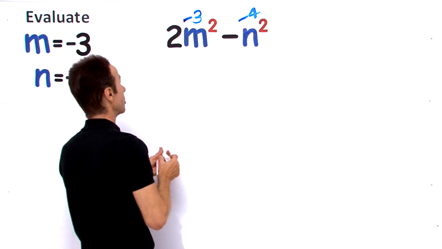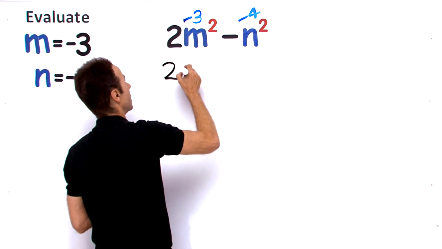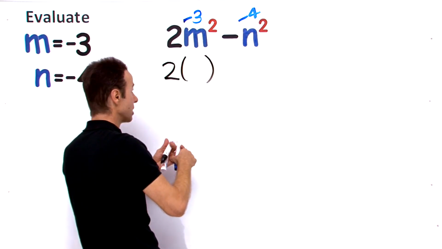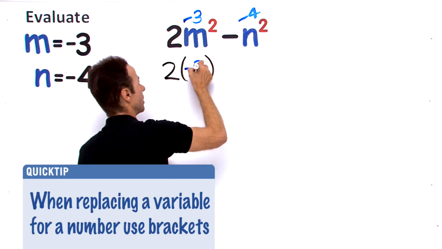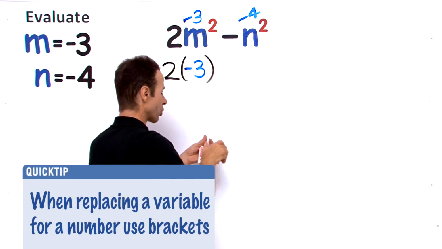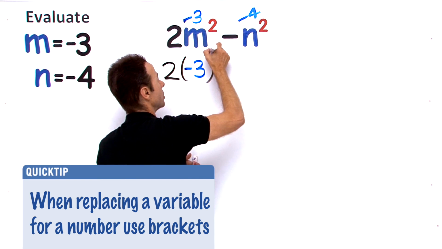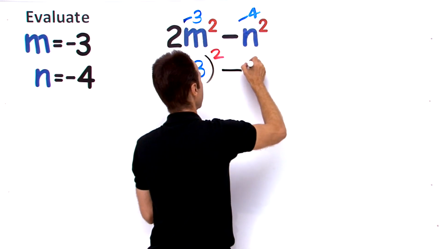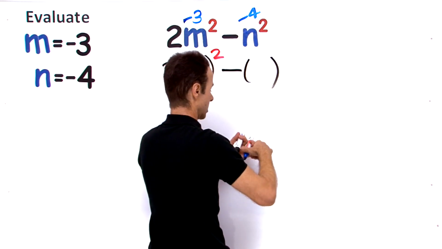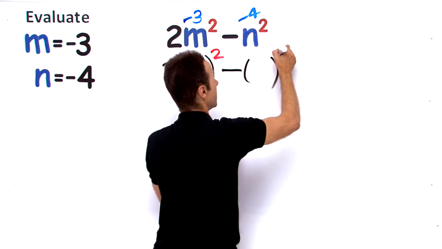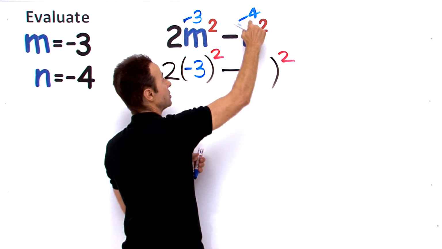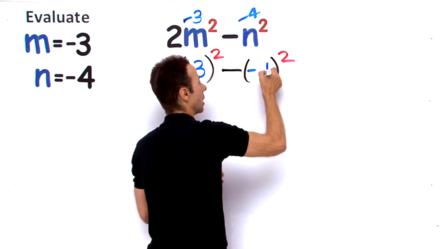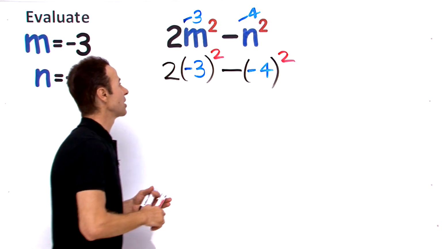So let's work this out. So we have 2, and inside we replace the m with -3. So that will be a -3, and that's all squared to the power of 2. Take away, and we've got n here, all squared. What's the value of n? It's -4. So let's put the -4 in there. Okay, let's work this out.